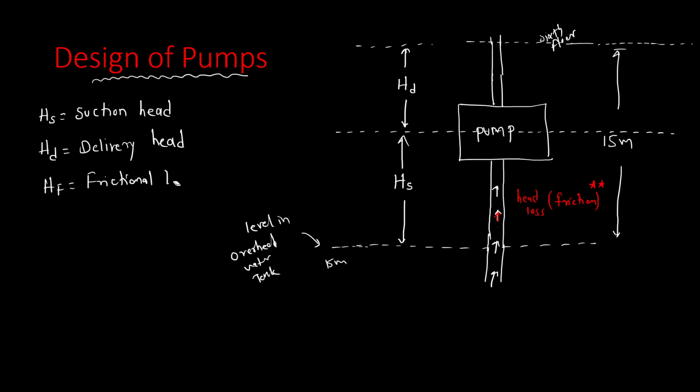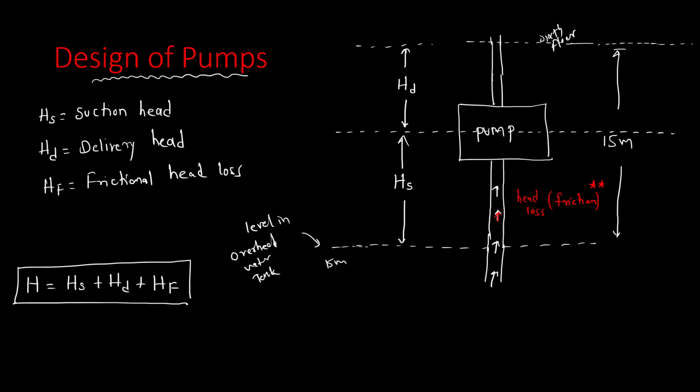We will write it as friction head loss. So the total head will be suction head plus delivery head plus frictional loss head. So this is our total head. From this diagram we can say that HS plus HD, what is the value? HS plus HD value is 15 meter.